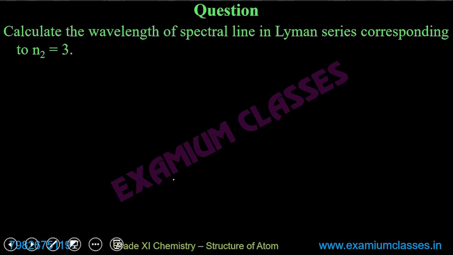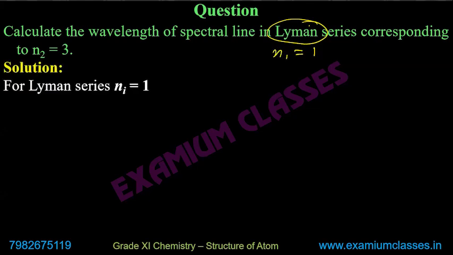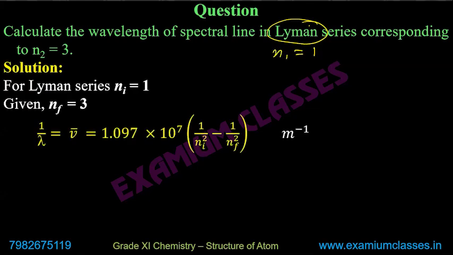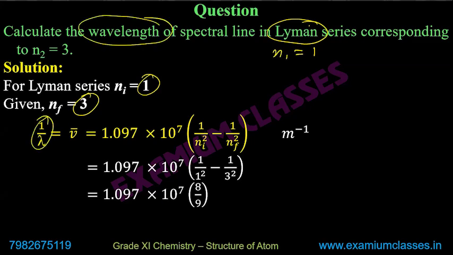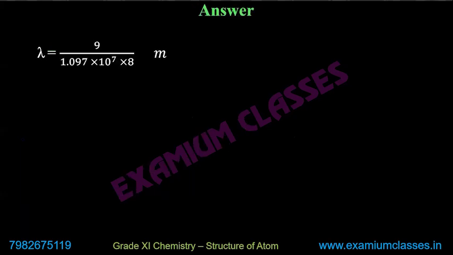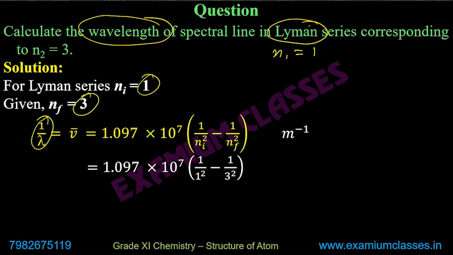Next question: calculate the wavelength of a spectral line in Lyman series corresponding to n2 equals 3. Lyman series means 3 to 1. Yes, that's it. So Lyman series means n1 is 1, n2 is 3. Initial is 1, final is 3, substitute the values, get the answer. Again, wavelength is asked. From here, you get 1 by lambda. The reciprocal of that will give you lambda. So the questions are easy. You just need to know that Lyman series means n1 is 1.